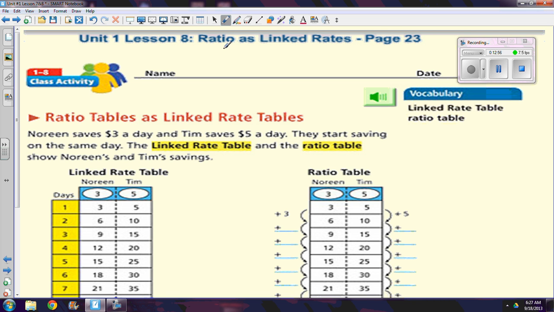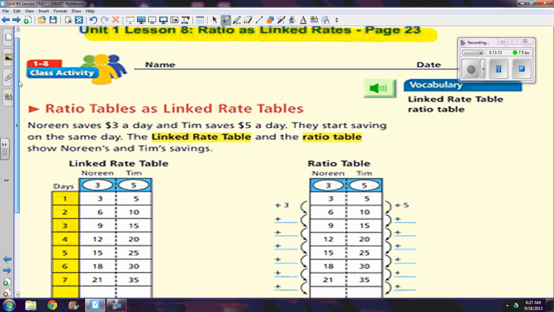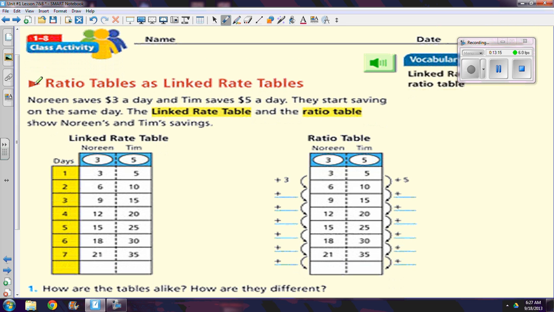take a look at Unit 1, Lesson 8. On Unit 1, Lesson 8, page 23, draw a line in your black notebook and write down Unit 1, Lesson 8, ratio as linked rates, page 23, and let's take a look at what they're doing here. Ratio tables as linked rate tables.